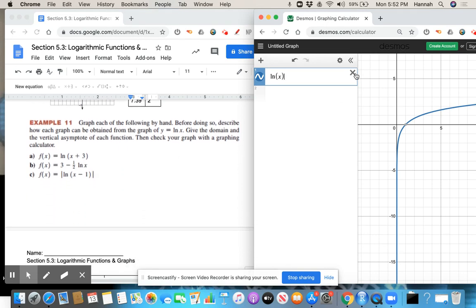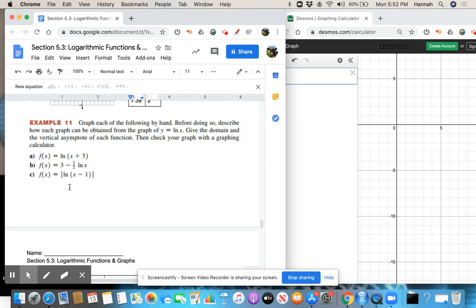Okay, lastly, example 11, again, is dealing with a topic we've seen a couple times this year. It's dealing with transformations, okay? So we're not going to worry right now about domains and asymptotes so much. I know it asked you for that. What I want you to be able to tell me is, how do I go from the graph of just regular natural log of x to one of these three equations?